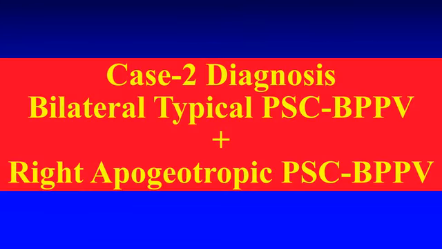The case 2 diagnosis is bilateral typical posterior semicircular canal BPPV and right apogeotropic posterior semicircular canal BPPV.